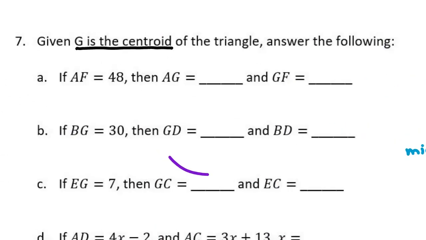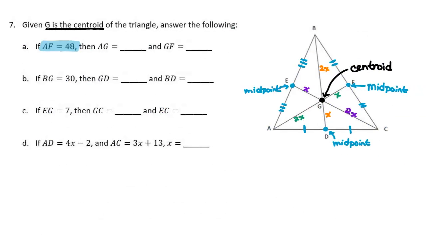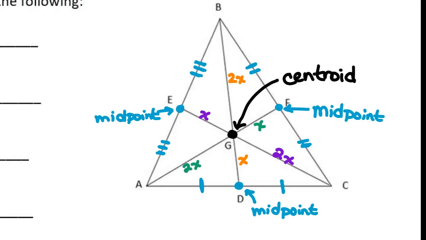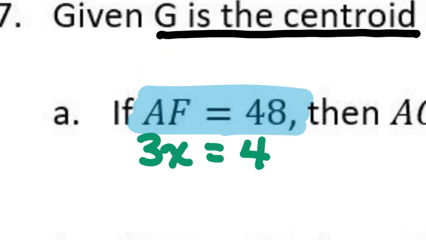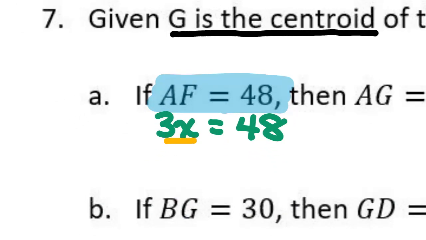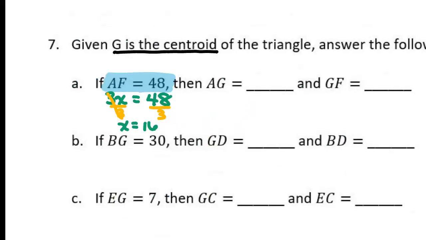It says segment AF has a length of 48. Well, segment AF is this whole median. Is a whole median X, 2X, or 3X? 3X. So that means 3X equals 48. What do I do to figure out X? Divide by 3. What's 48 divided by 3? 16. So X would be 16.